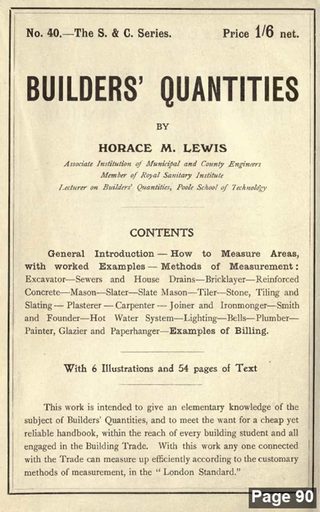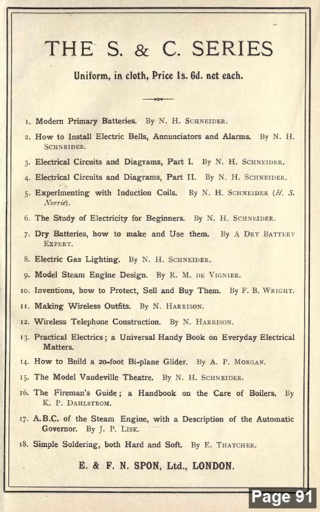With 6 illustrations and 54 pages of text. This work is intended to give elementary knowledge of the subject of builders' quantities, to meet the need for a cheap yet reliable handbook within the reach of the building student and all engaged in the building trade. With this, a person connected with the trade can measure up efficiently according to the customary methods of measurement in the London Standard. The S and C series, uniform in cloth.